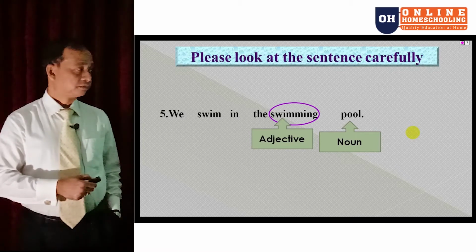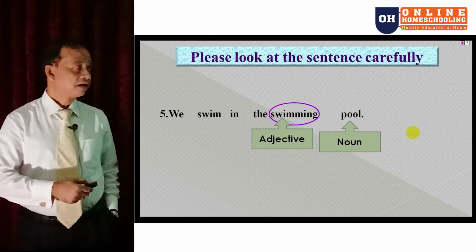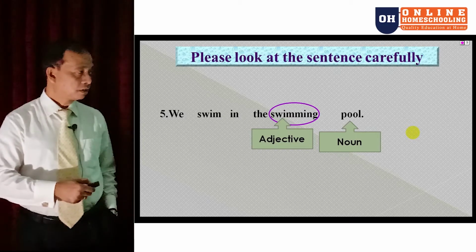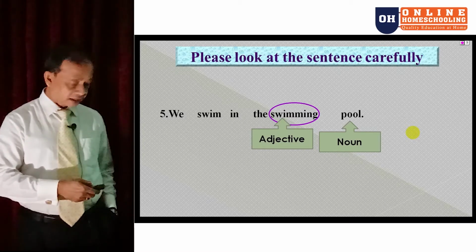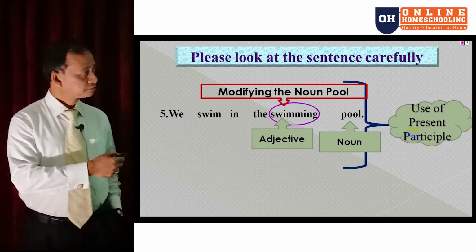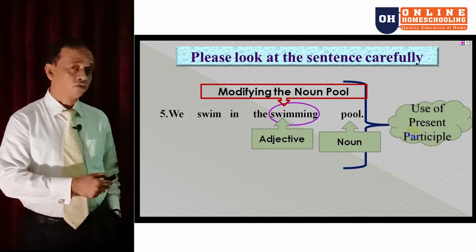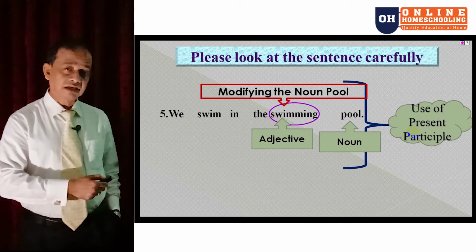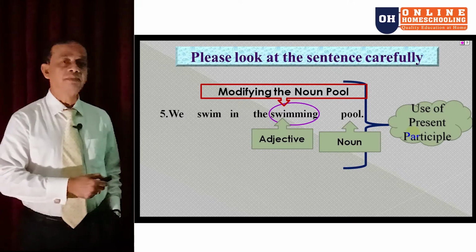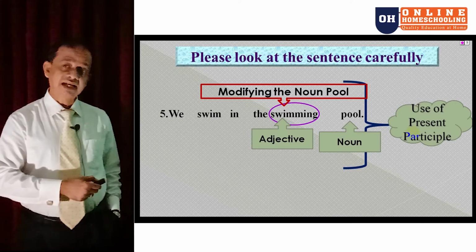What type of pool? Swimming pool. Look, swimming is modifying the word pool. So pool is the noun, and swimming is the adjective. This word swimming is modifying the noun pool. It is neither a subject nor an object nor a complement nor governed by a preposition, and it is only modifying a word, and that is a noun.